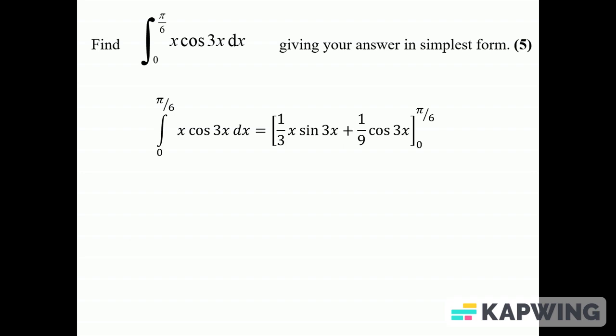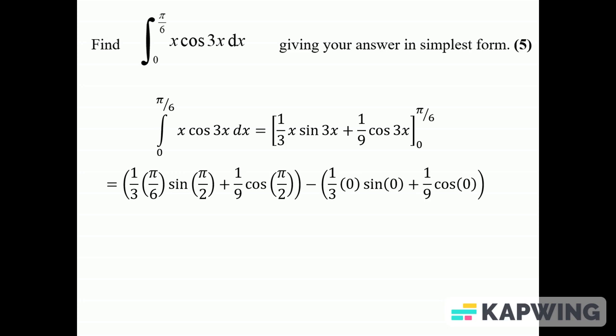Then putting the limits into my expression. I'll have a third of the pi over 6 times sine pi over 2 plus a ninth of cos pi over 2. And then putting the 0 in. Don't just dismiss the zeros because the cos of 0 isn't 0. And this term, well, I'm forgetting about the sine pi over 2 because that's just 1. So it's just pi over 18.